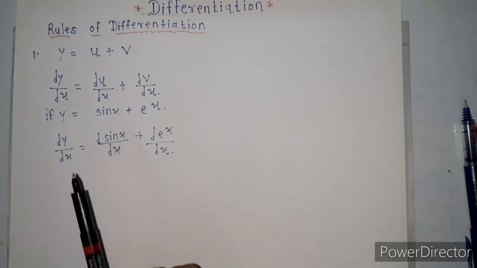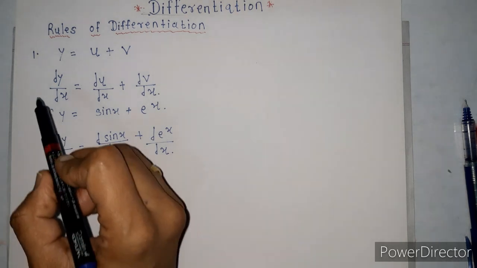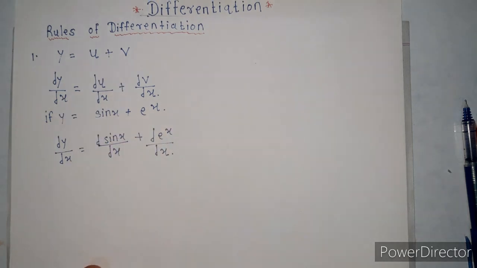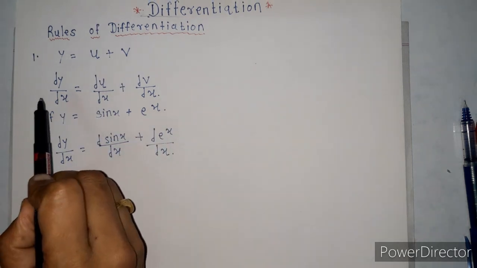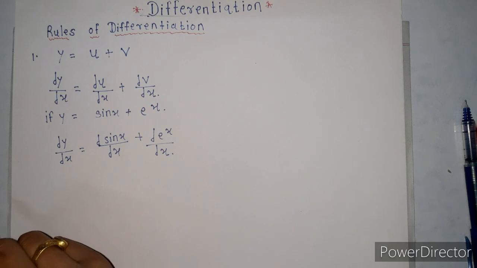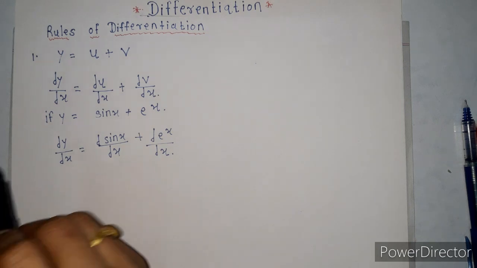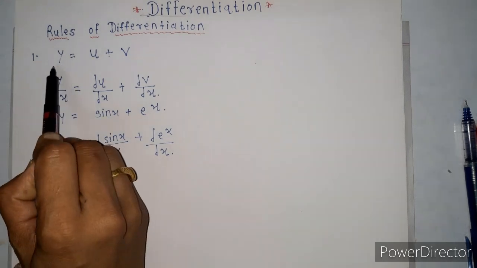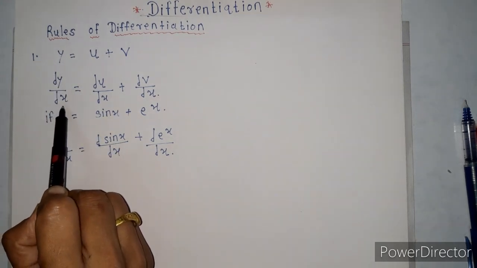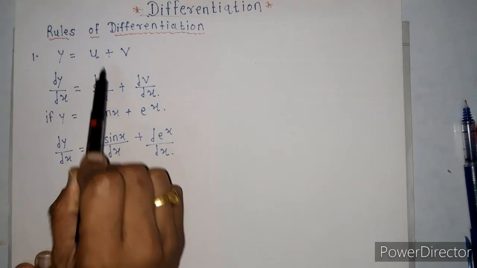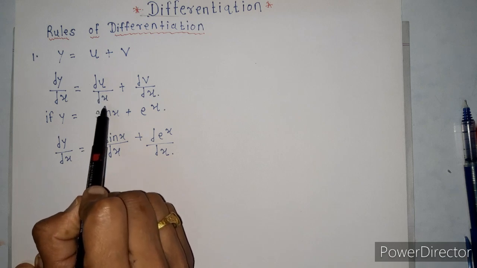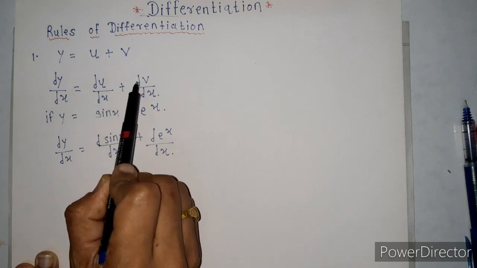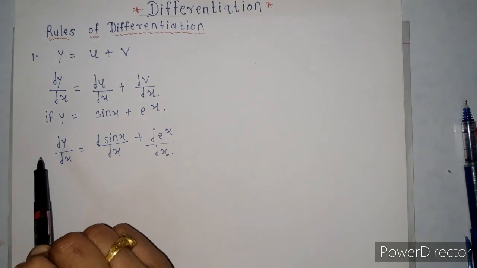The first rule of differentiation is: y equal to u plus v, meaning y is the addition of two functions. Then the differentiation of y with respect to x equals the differentiation of u with respect to x plus the differentiation of v with respect to x.